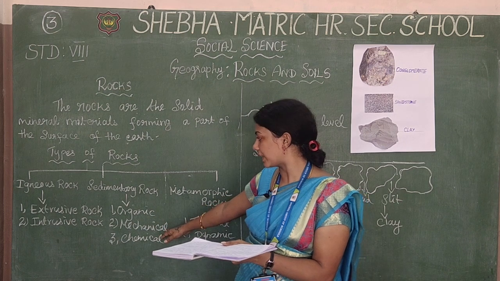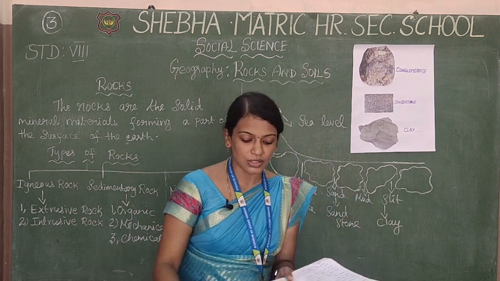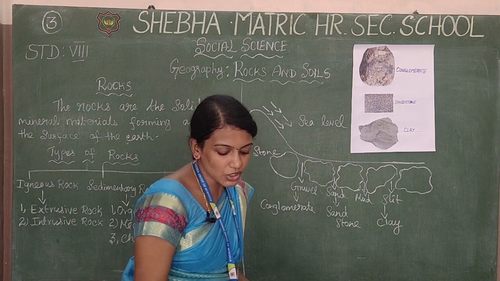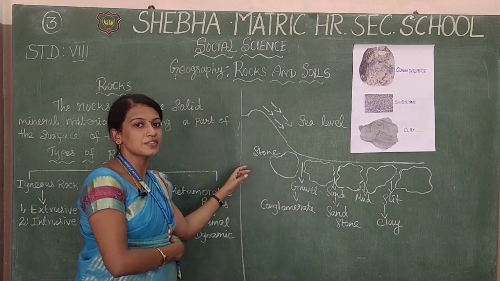You understand these three types of rocks. After the sedimentary rocks, we have one diagram, the formation of sedimentary rocks. What is meant by the formation of sedimentary rocks?